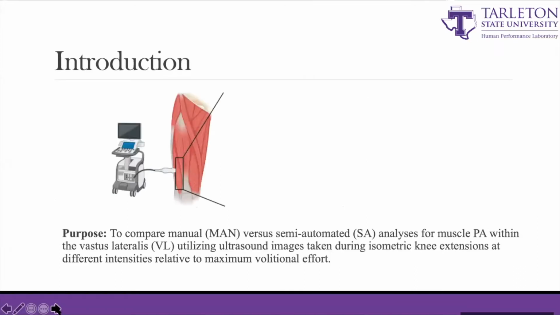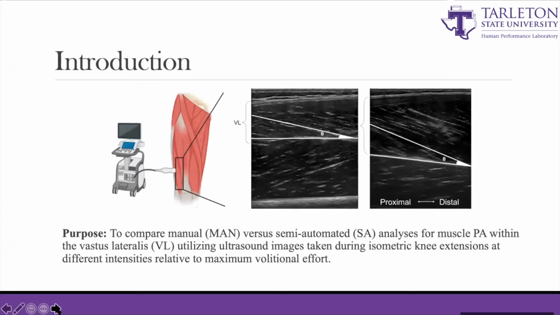Our purpose was to compare the manual versus semi-automated analyses for muscle pronation angle within the vastus lateralis using ultrasound images which were taken during isometric knee extensions at different relative intensities and relative to maximal volitional effort.